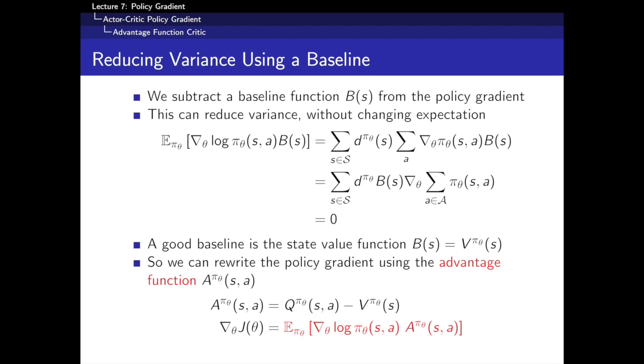So the first trick, and perhaps the easiest and best known trick, is to reduce variance using what's called a baseline. So the idea is to subtract some baseline function from the policy gradient. And this can actually be done in a way that doesn't change the direction of ascent. In other words, it changes the variance of our estimator. We can reduce the variance without changing the expectation. So another way to say that is that we're going to subtract off some term which looks like this from our policy gradient.